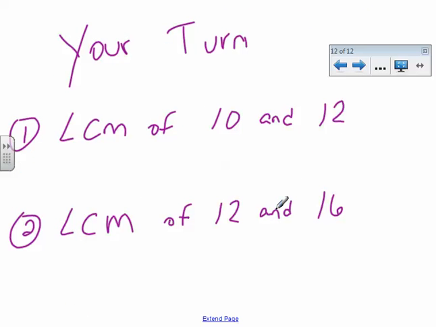Alright, your turn. 2 questions. I want you to find the LCM of 10 and 12 and also find the LCM of 12 and 16. You take your pick. Do you want to use a list method? List out all the multiples? No problem. Do you want to use prime factorization? Use a factor tree? Not a problem. Do you want to use the ladder or the birthday cake method? Go for it. Do you want to use a mixture of them so that you practice both of them? Do that as well. You pick which one works best for you, and I will see you in class.